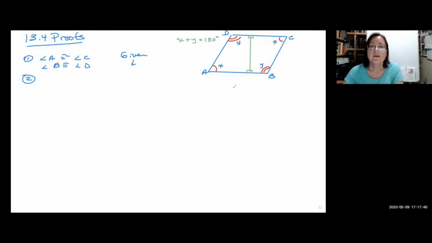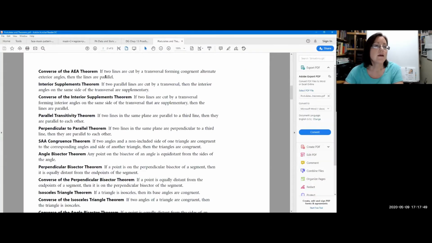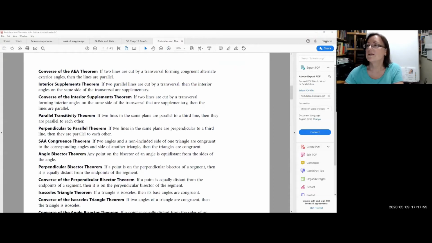And there is a theorem, and I'm going to share over to the postulates and theorems page here, okay? There's something called the interior supplements theorem. It states, this is on page 2 of your packet, that if two parallel lines are cut by a transversal, then the interior angles on the same side of the transversal are supplementary, okay? And if I know that, then I would actually be able to prove that they are parallel, which will then prove I've got a parallelogram, okay?